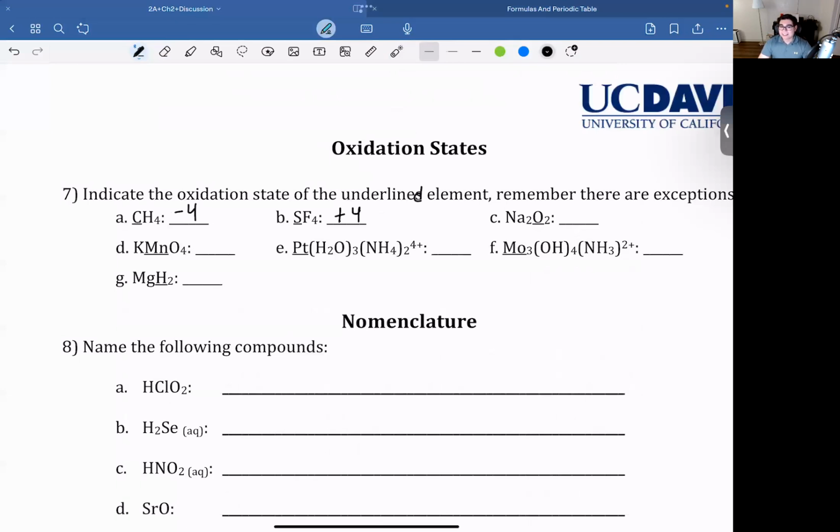To cancel out, again, there are 4 fluorines, each is -1. -1 times 4 is -4. And then if you want to do it in terms of math, -4 plus x is equal to 0, so x is equal to 4.